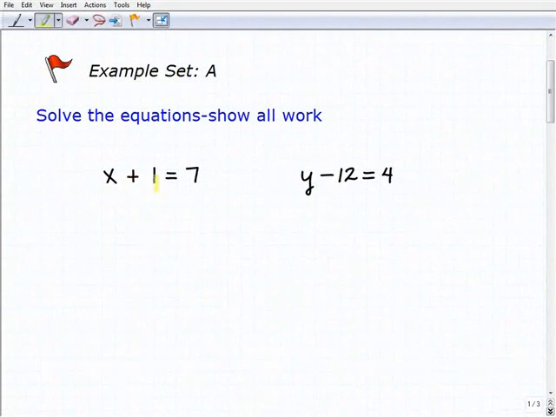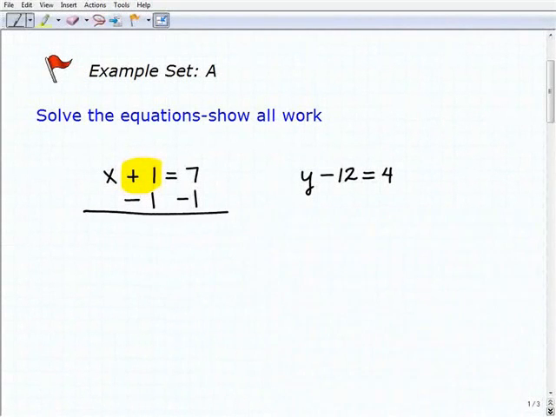And to know what inverse operation we're going to use, we have to look at what's next to the variable. So here I have x plus 1 equals 7. So plus 1 is next to that x. So I want to get rid of that 1. So I'm going to subtract 1. Remember, the inverse operation for addition is subtraction. But if I subtract a 1 from the left-hand side of the equation, I also have to subtract a 1 from the right-hand side of the equation, and then I'm going to go ahead and add.